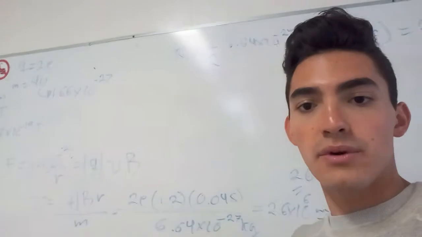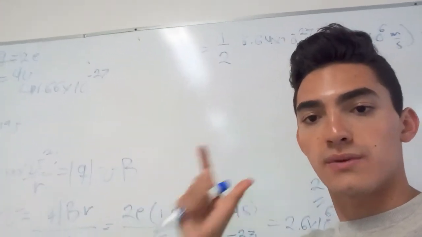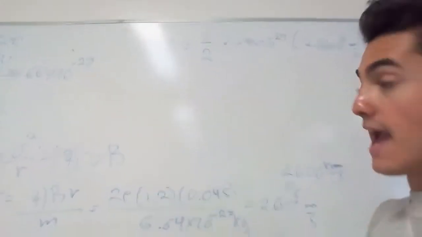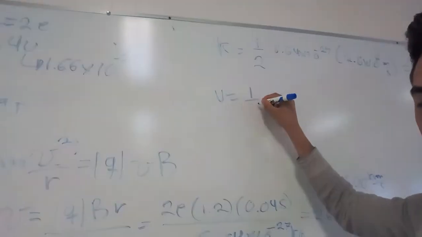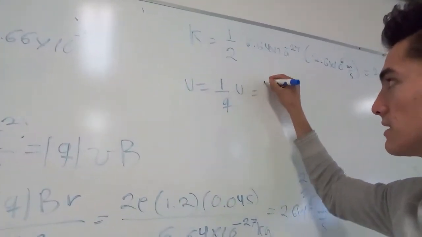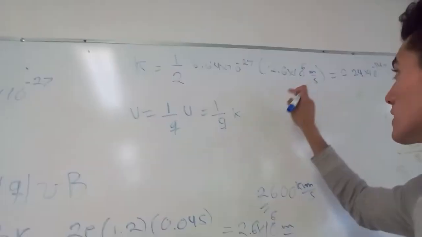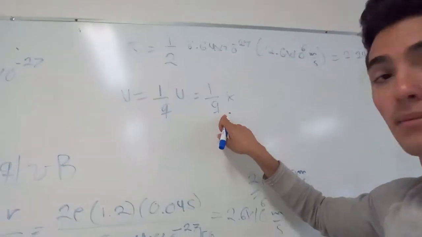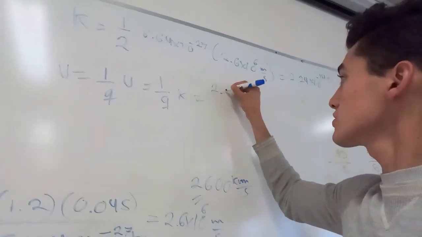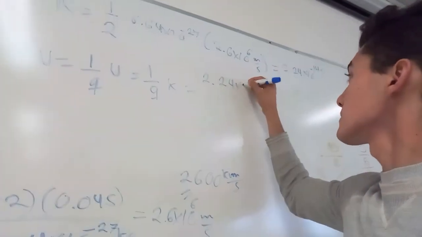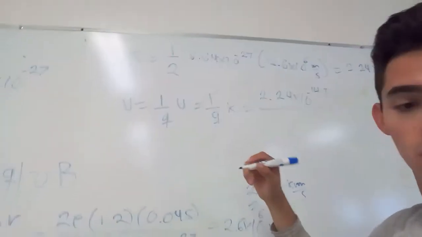And then for the letter D, we're asked to obtain the potential difference to which it should be accelerated so as to reach such kinetic energy. And for that, we only have to divide the kinetic energy by the charge itself. So the kinetic energy, 2.24 times 10 to the minus 14 joules, divided by the charge.